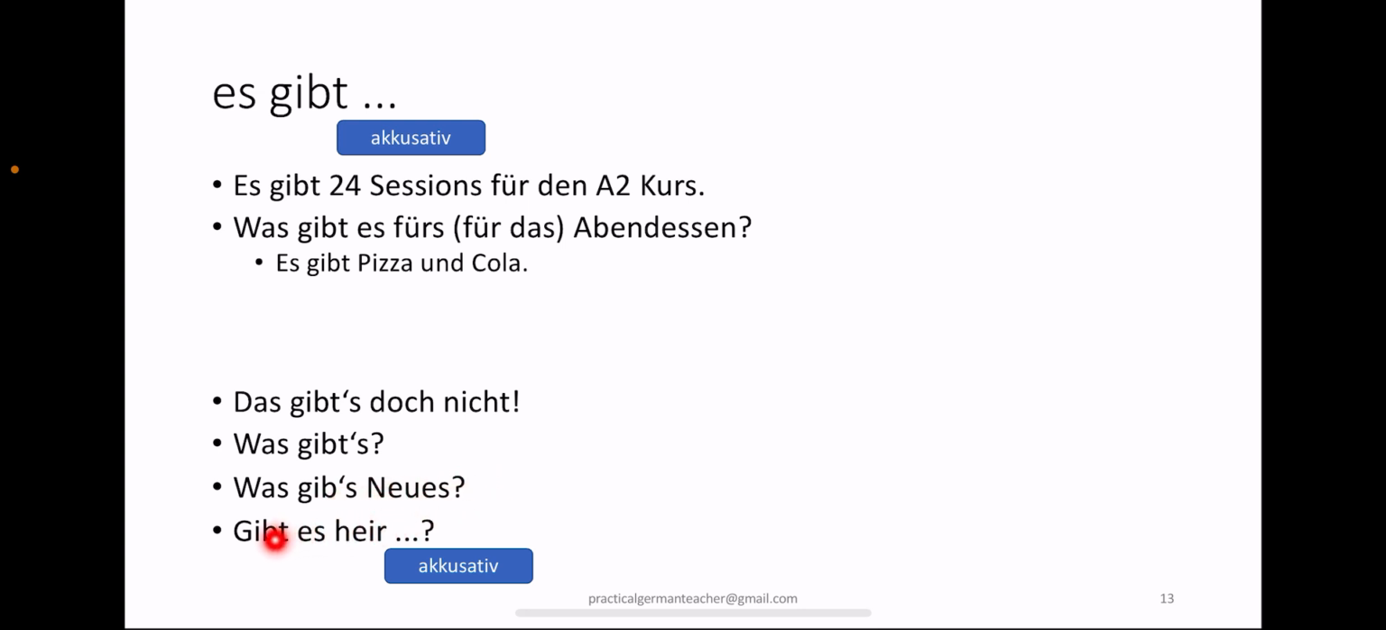Then you can ask, let's say you're in a supermarket and there is something that you cannot find and you want to ask, is this thing available in the supermarket? Then you can ask gibt es hier. The spelling is wrong, it's H-I-E-R. So this is incorrect, but I hope it's obvious to you. So gibt es hier, and then the object will be in accusative case.